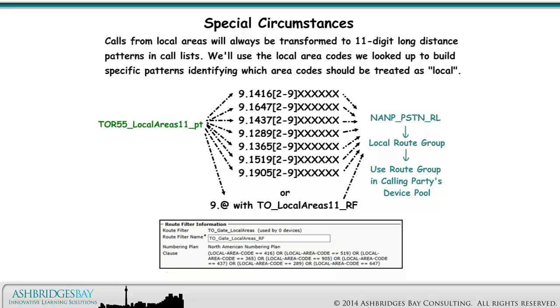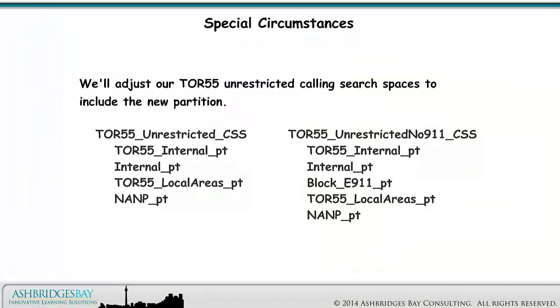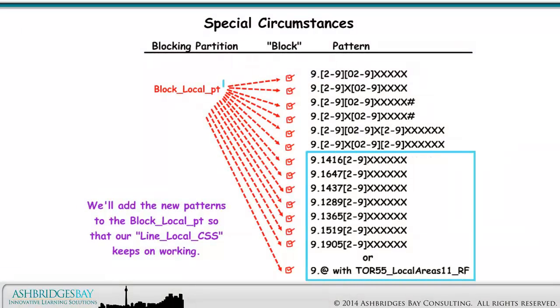Calls from local areas will always be transformed to 11-digit long-distance patterns in call lists. We'll use the local area codes we looked up to build specific patterns identifying which area code should be treated as local. We'll adjust our Toronto 55 unrestricted calling search spaces to include the new partition. We'll add the new patterns to the block local partition so that our line local calling search space keeps on working.